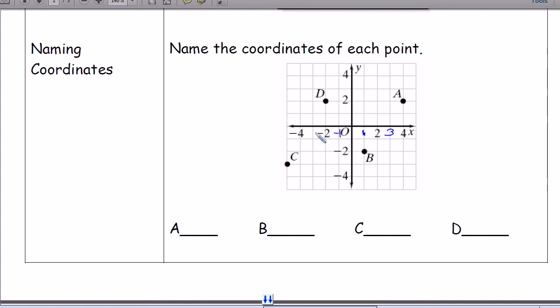Same thing going backwards. This would be a -1, that's a -3. Going up, same thing. That's a 1 and that's a 3 because that's a 2, 3, 4. And then here we have a -1, -2, -3, and -4.